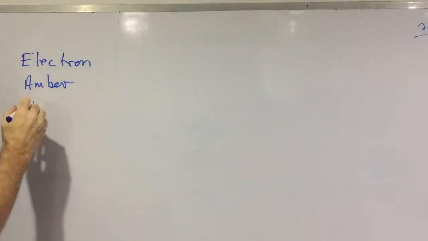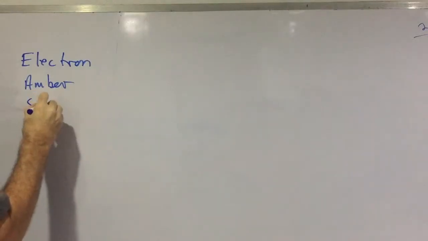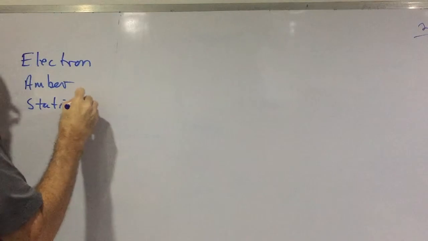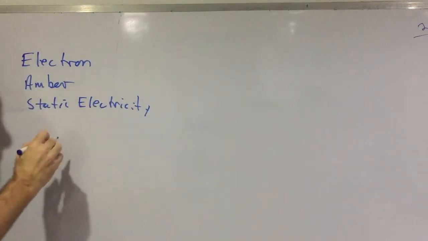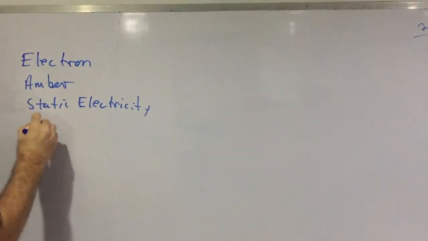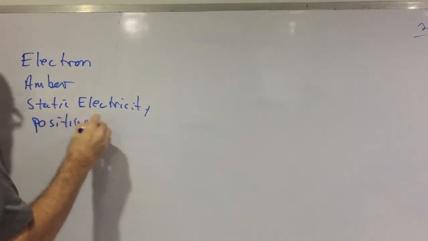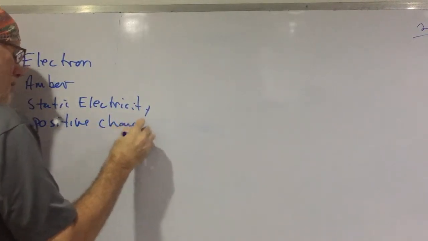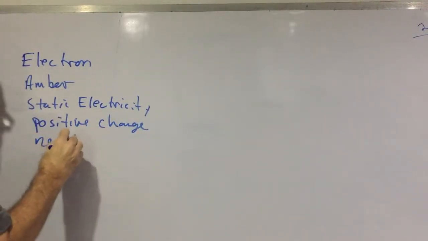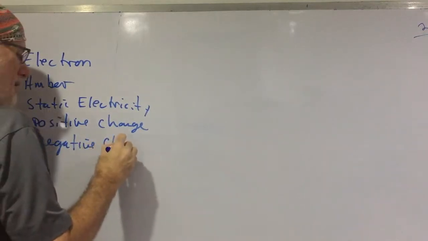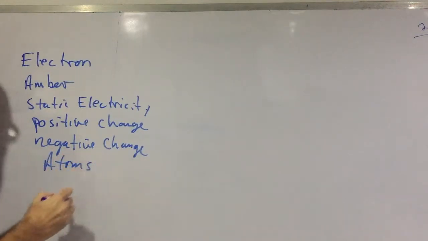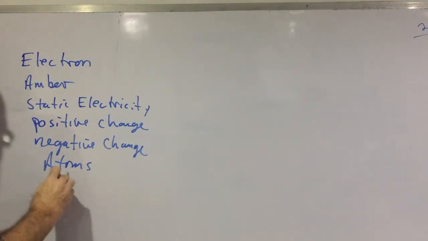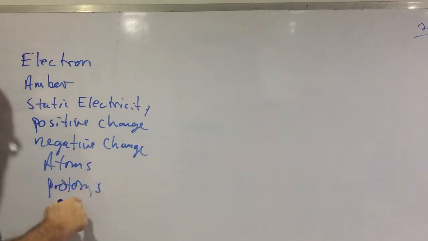What else? Static electricity. Positive charge. Negative charge. Atom. I like that a lot. Atoms. Proton. Neutron. Protons. Neutrons is good. How do you spell neutrons?